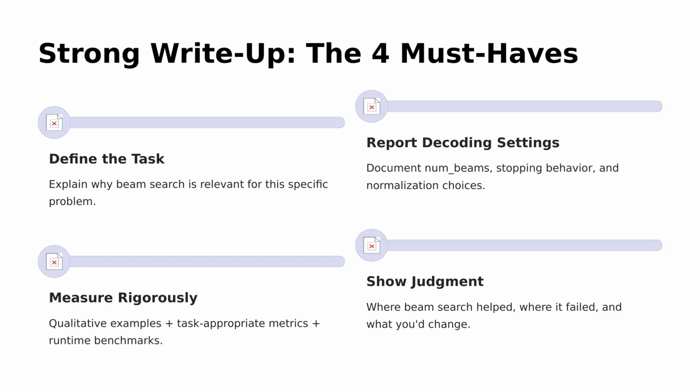A strong write-up on beam search needs 4 things. First, define the task and explain why beam search actually fits this problem. Second, report your decoding settings clearly, including the number of beams, when decoding stops, and any normalization choices. Third, measure results rigorously with examples, task-specific metrics, and runtime. And finally, show judgment. Be honest about where beam search helped, where it fell short, and what you'd improve next.